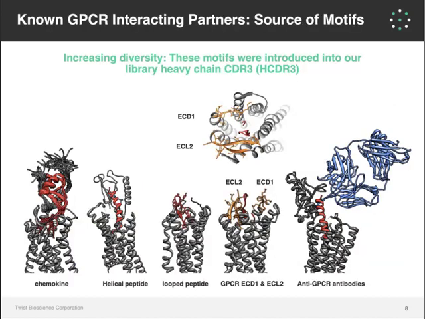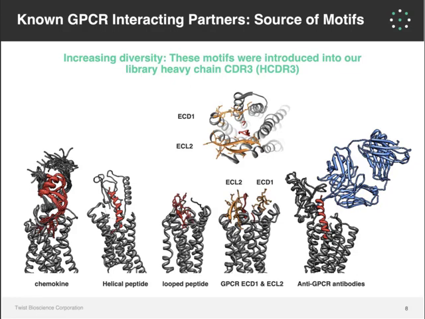So where did all those motifs come from? Of course, many GPCRs bind chemokines, small proteins that have a specific fold. It is known in the literature which parts of these chemokines are central to binding to G protein coupled receptors. And so what we did is we took specific pieces of those chemokines that have that known interaction and used that in the library.